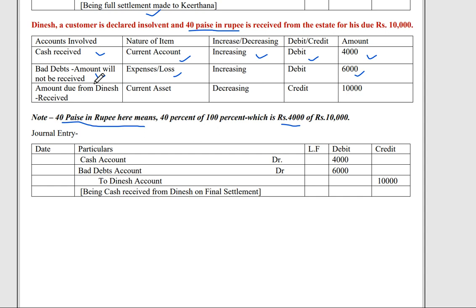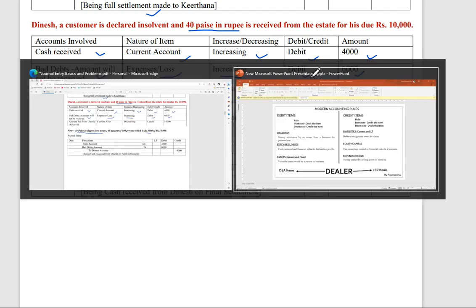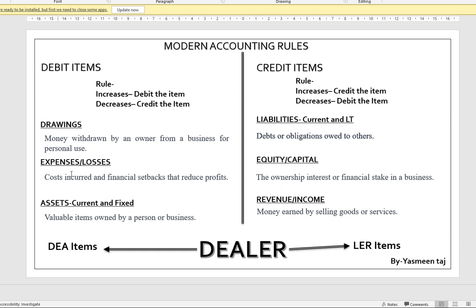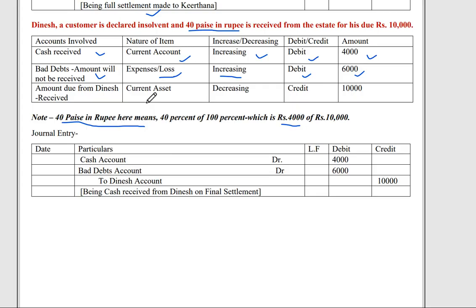He is incapable of paying the money back. Now that is considered as bad debts. That is a loss to the business, expenses or losses to the business. When the bad debts are increasing, we have to debit that. When expenses or losses are increasing, as you can see on the left side, we have to debit that item, that is 6,000 is debited.